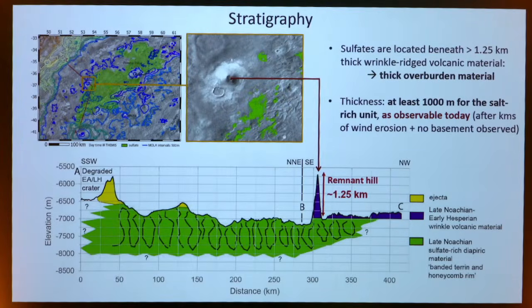We do not see the base because we lack, unfortunately, a good stratigraphic window, but let's say we have a kilometer-ish of sulfates, which was probably buried under a kilometer-ish of material, as observed today.